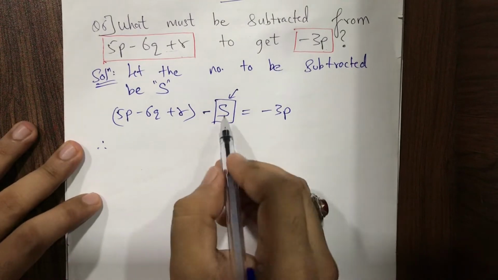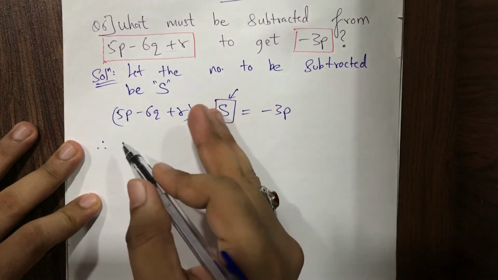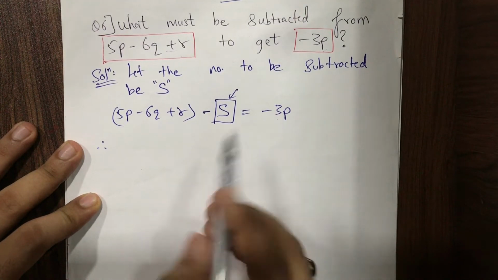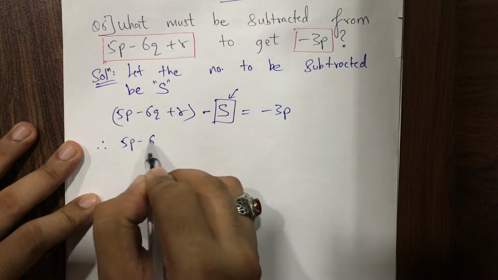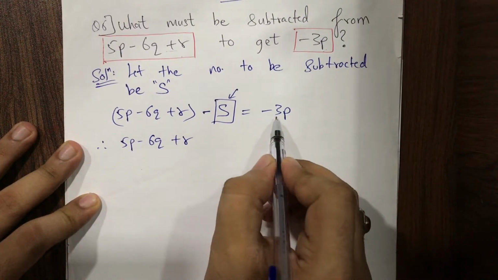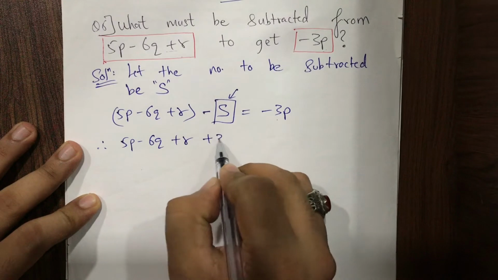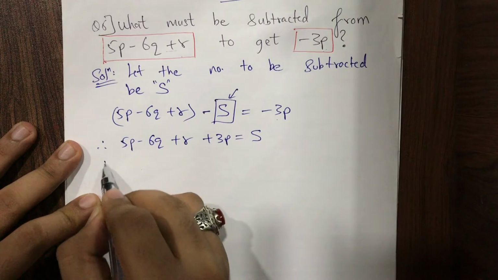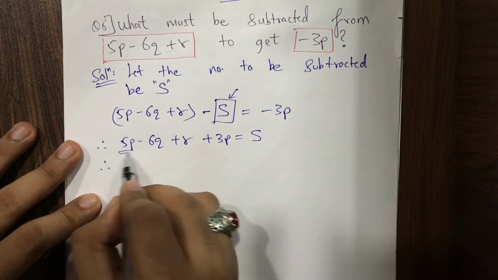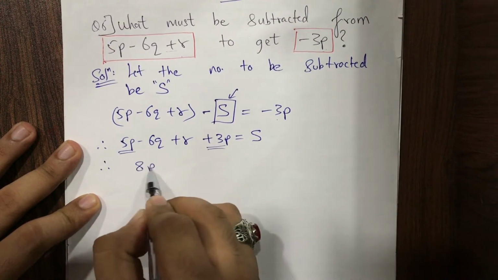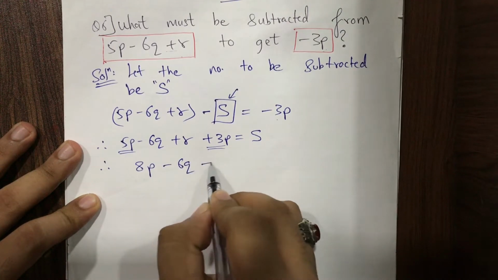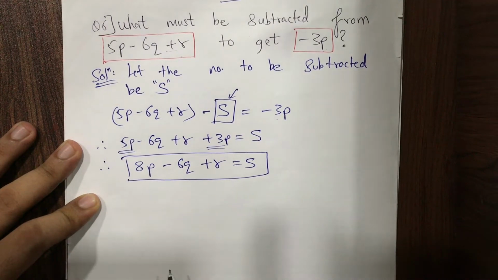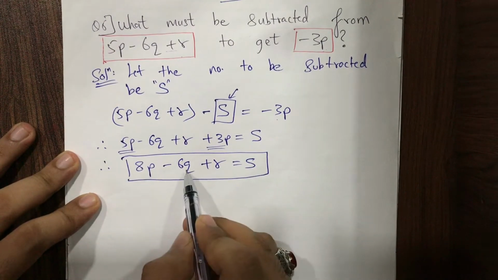That's it. So I'll take this minus S on that side, so it will become plus S, and I'll bring this minus 3p on the left hand side, so this will become plus 3p. So 5p minus 6q plus r as it is, minus 3p comes on the left hand side, becomes plus 3p, is equal to minus S goes on right hand side, becomes plus S. Okay, therefore here it is 5p and plus 3p becomes 8p minus 6q plus r is equal to capital S. That's it, students. So value of this capital S is 8p minus 6q plus r.